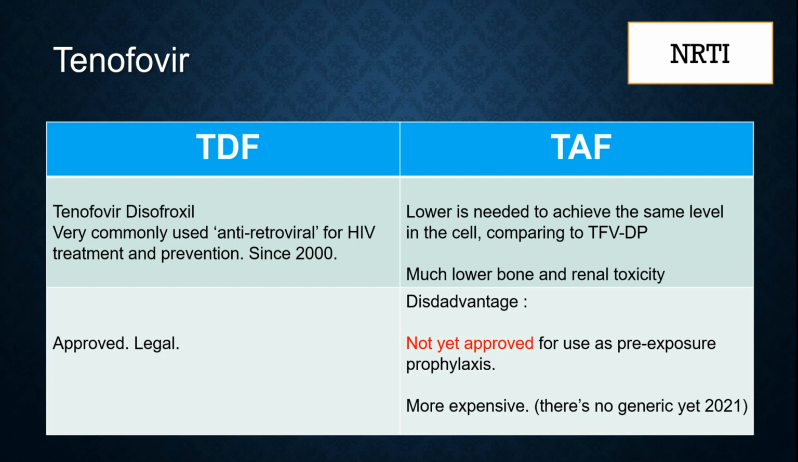Whereas with TAF, a lower amount is needed to achieve the same level in the cell compared to TDF, so it has much lower bone and renal toxicity. However, the disadvantage is that it has not been approved for use as pre-exposure prophylaxis, which is PrEP, and TAF is more expensive because there's no generic yet.